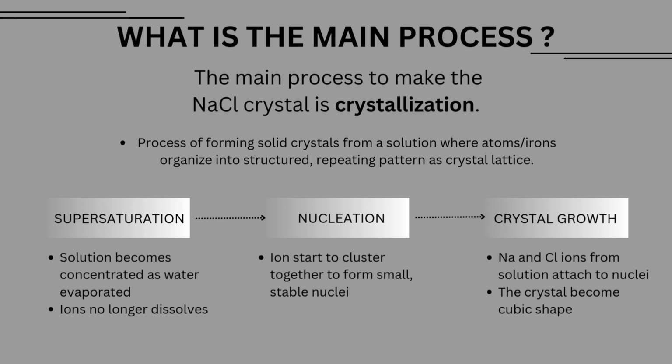The first one is supersaturation. The solution becomes concentrated as water evaporates and no more ions can dissolve. The second one is nucleation. The ions will start to cluster together to form small and stable nuclei. And the third one is crystal growth, where more ions from the solution attach to the nuclei and the crystal becomes cubic in shape.